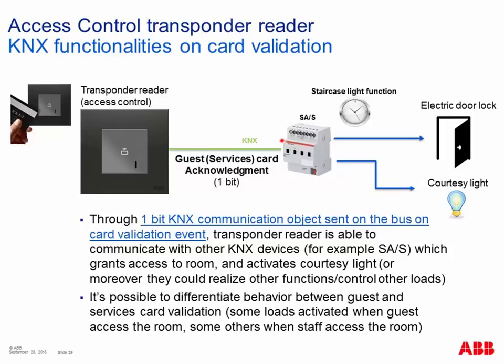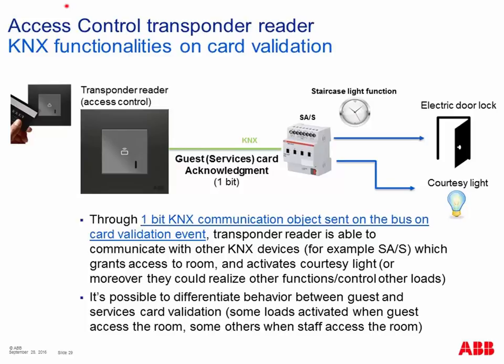Why this differentiation? Since in the MiniMAC, so in the access control software, we can create two different cards: a card for the guest and a card for the service, so for the staff. So on card validation we have the possibility to send these two communication objects, 1 bit for the guest and 1 bit for the service. And with this communication object, we can control, for example, as I showed you before, an external KNX actuator.